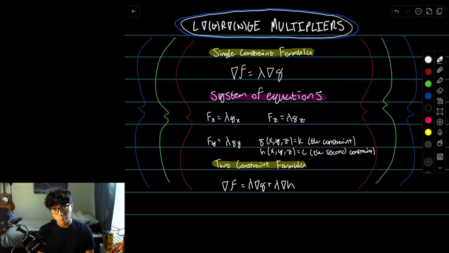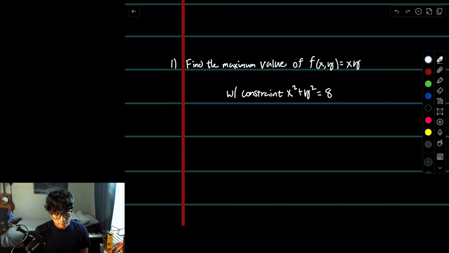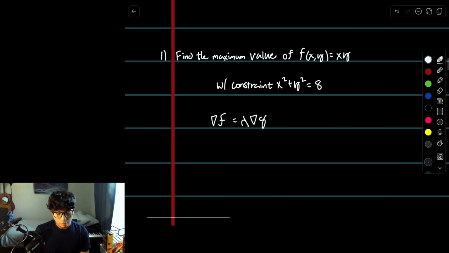And so we will go over a problem with one constraint and a problem with two constraints. For our first problem, we are asked to find the maximum value of f of x, y equals xy with the constraint x squared plus y squared equals 8. Remember, our equation for the Lagrange multiplier with one constraint is del f equals lambda del g. Now to figure out which one is our del f and our del g, our del g is going to be our constraint.